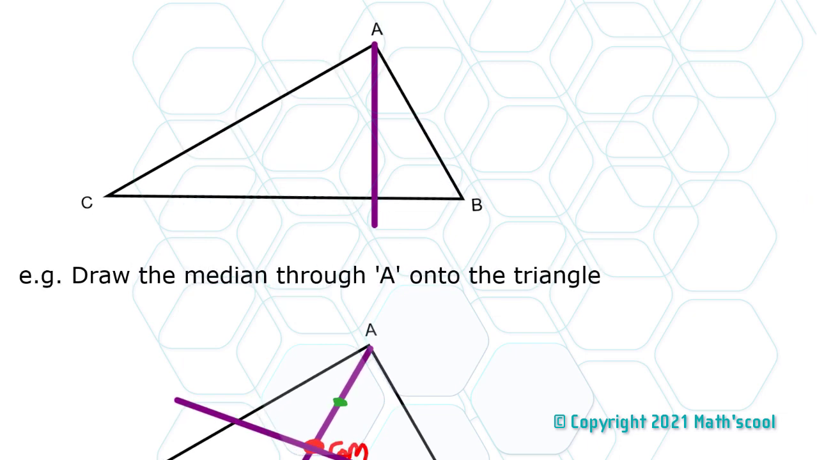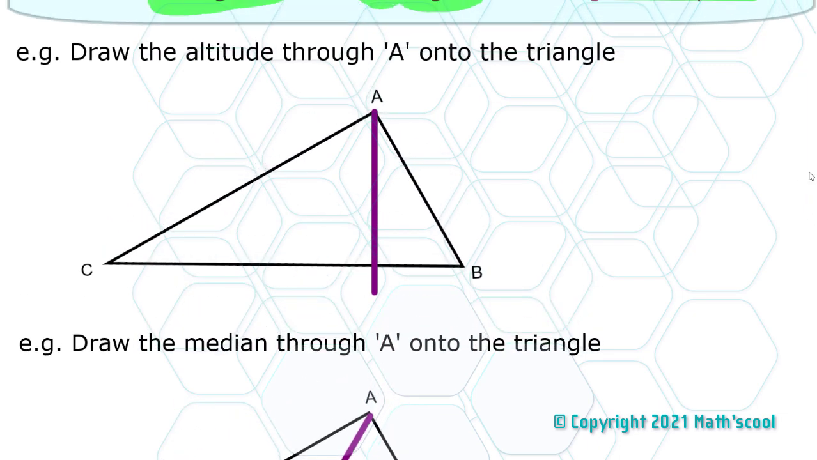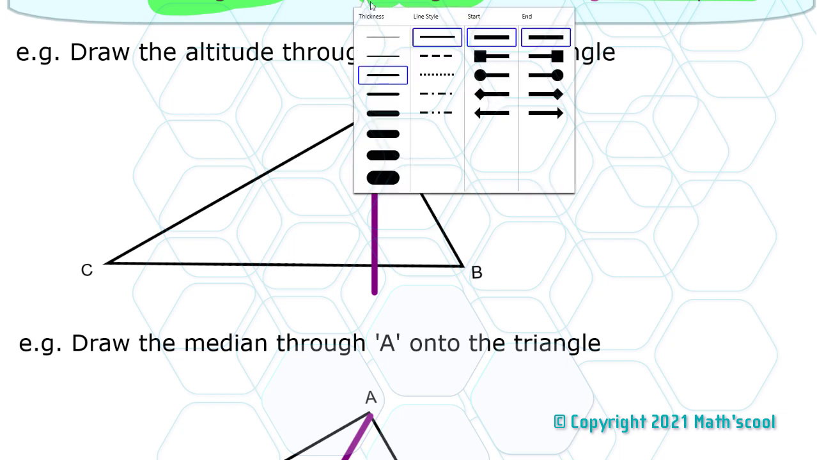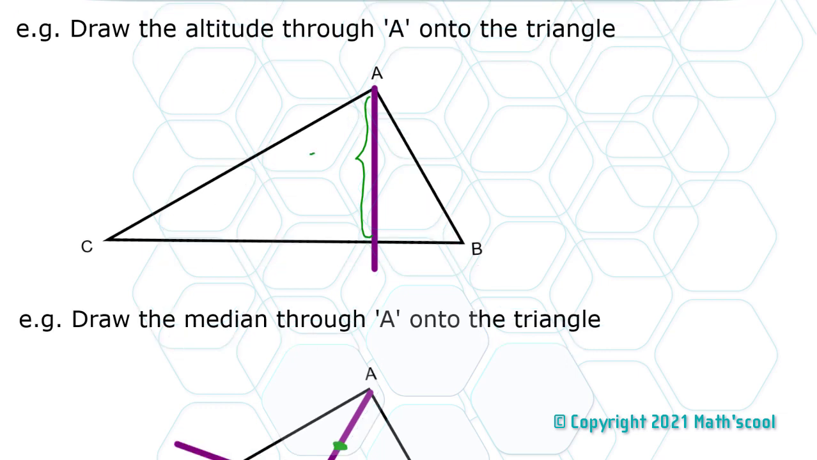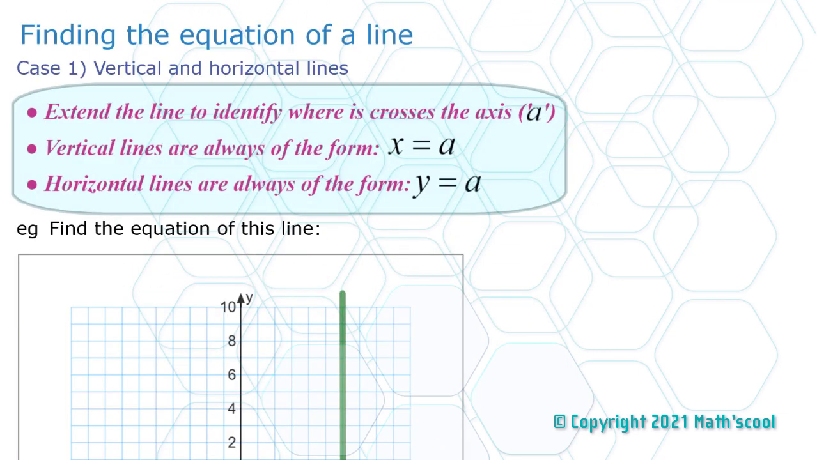The altitude is going to be useful to us when we want to find the height of the triangle. And so if we want to find the area, we might want to do half base times perpendicular height. This would be the perpendicular height. So that's one thing we might use the altitude for. And again, if you were to draw the altitude through C and the altitude through B, then you'd find those three all meet in one point, and that point's called the orthocenter of the triangle.